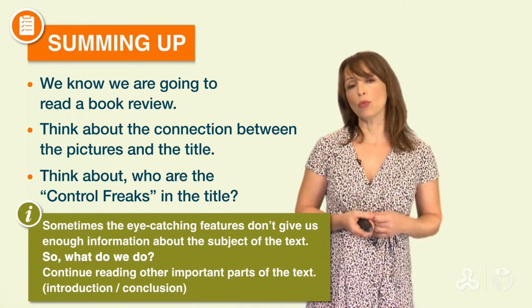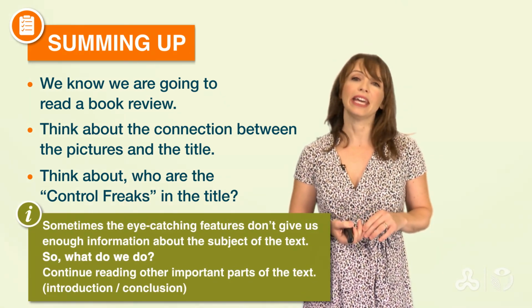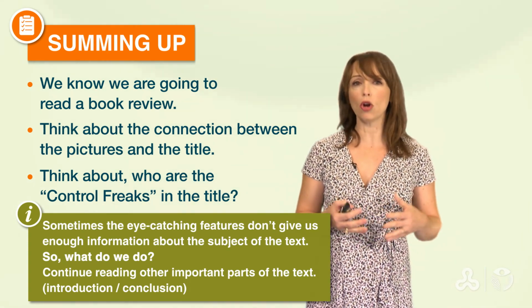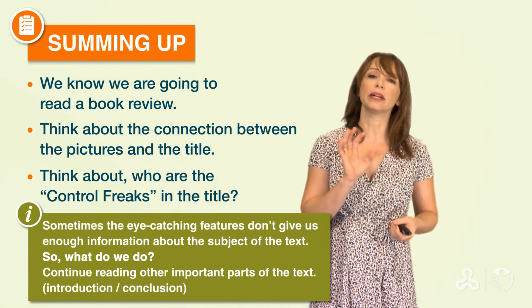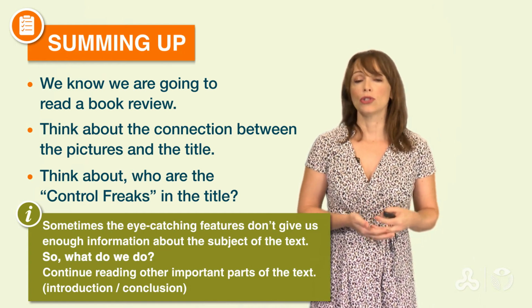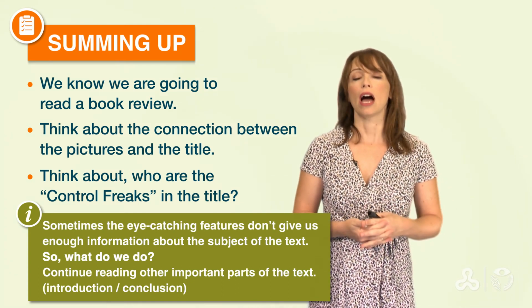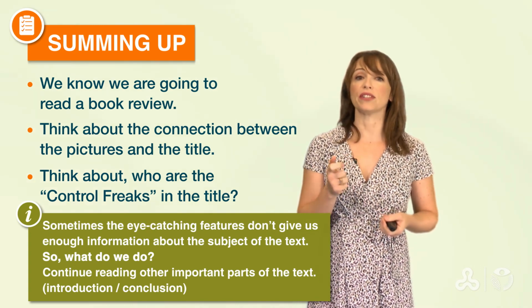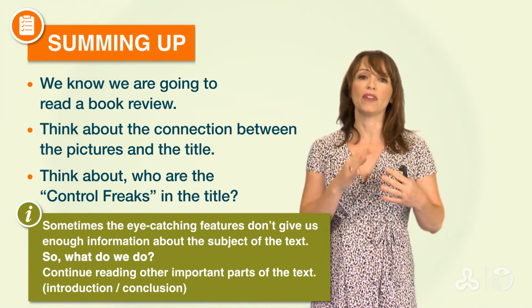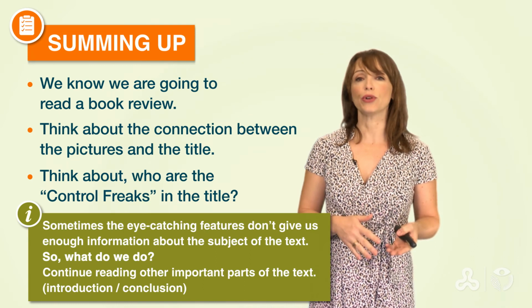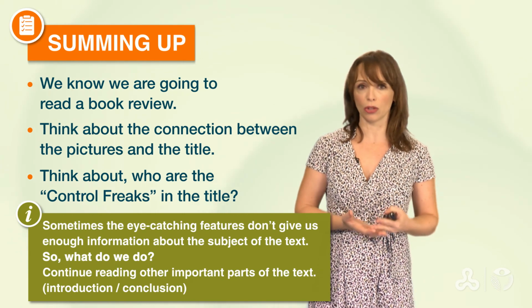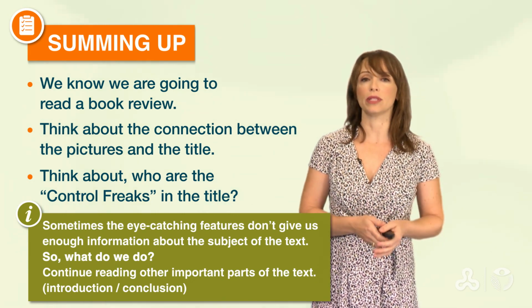Okay? And what happens is sometimes the eye-catching features don't give us enough information about the subject of the text. Sometimes we don't get enough information from the items that surround the text. So what can we do in such a situation? What we do is continue reading some more parts of the text. We'll read more parts of the text, usually the somewhat more important parts, which of course are the beginning, the introduction, and of course also the conclusion, so that through these parts we'll get a bigger and more complete picture of the topic of our text.